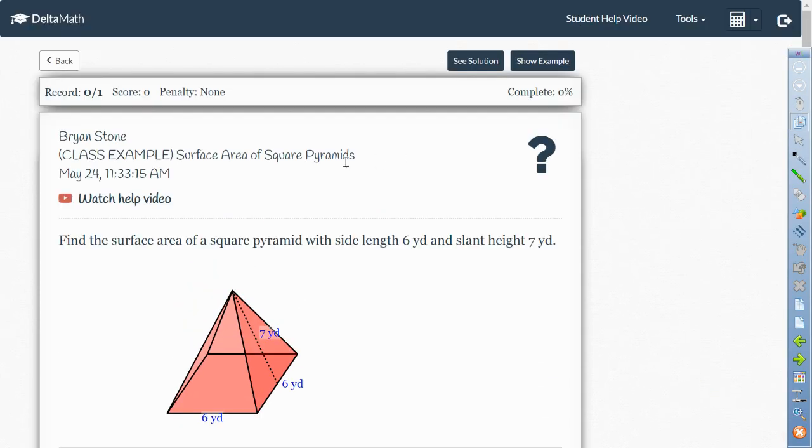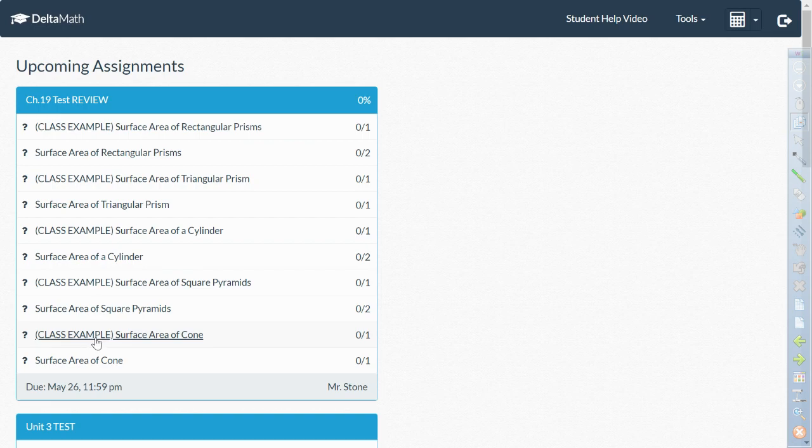So there's that. Go ahead and try out a couple of those square pyramids on your own. And then I'm going to move on to our last class example, surface area of a cone.